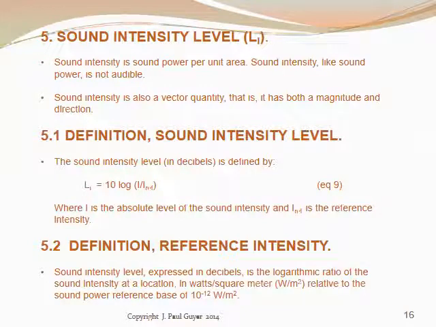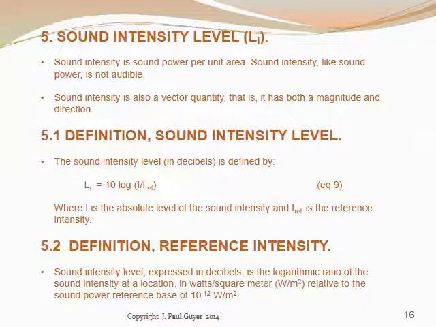Sound intensity is sound power per unit area. Sound intensity, like sound power, is not audible. It is the sound intensity that directly relates sound power to sound pressure. Strictly speaking, sound intensity is the average flow of sound energy through a unit area in a sound field. Sound intensity is also a vector quantity, that is, it has both a magnitude and direction. Like sound power, sound intensity is not directly measurable, but sound intensity can be obtained from sound pressure measurements.